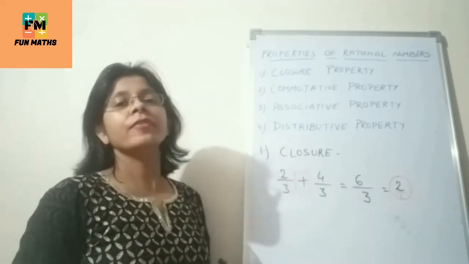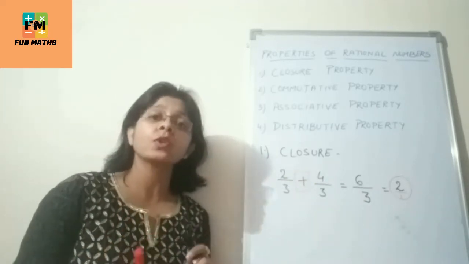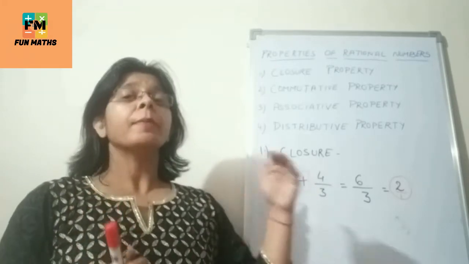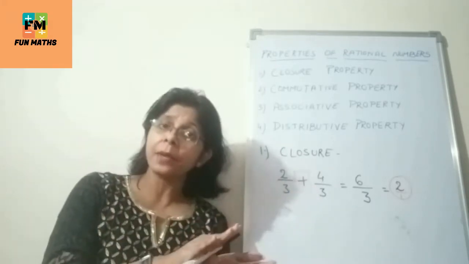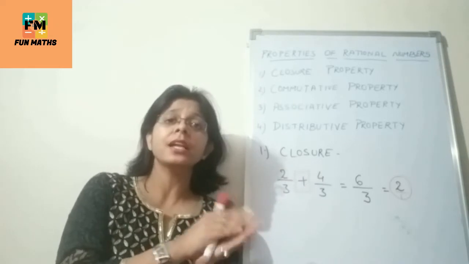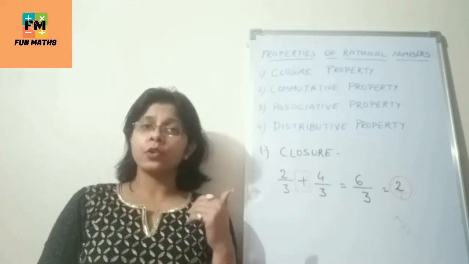So in this way, we can conclude that if we perform any operation and we get a rational number as a result, then we say the rational numbers are closed under that operation, here addition.